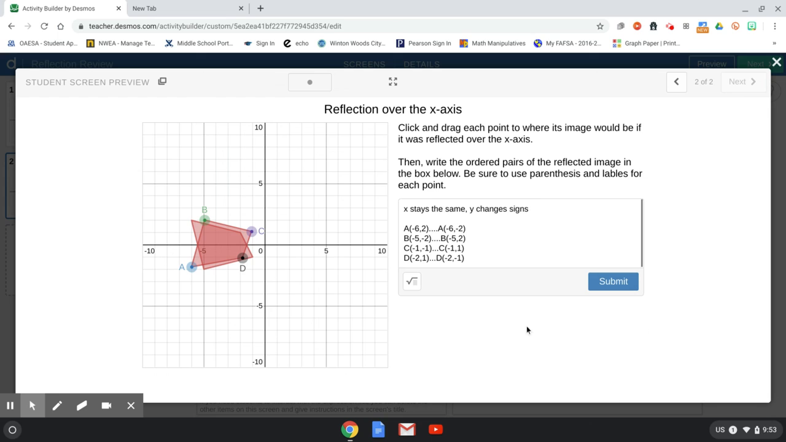So I hope this clears up a little bit of the confusion with reflections over the X and Y. They're really easy. It's a mirror image. Some of you I know are struggling with the ordered pairs and how to graph them and write them. Hopefully this helped you a little bit.